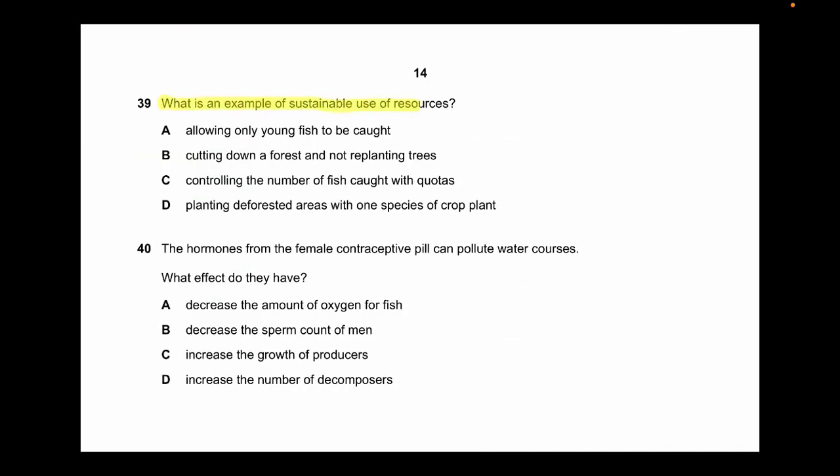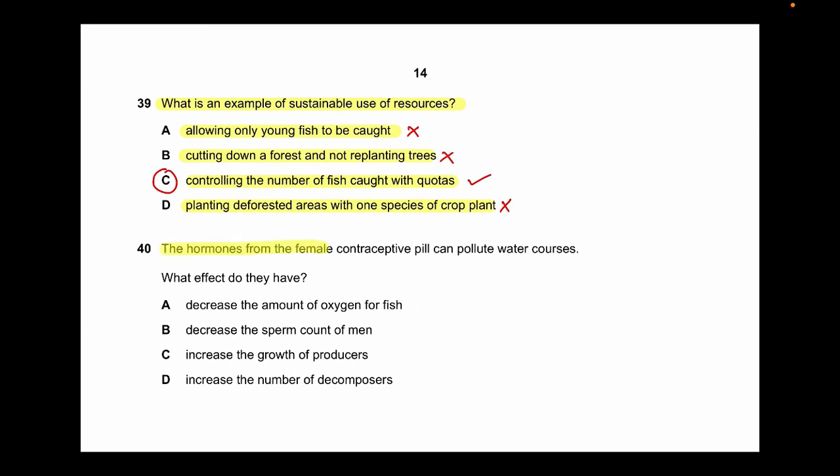What is an example of sustainable use of resources? Allowing only young fish to be caught? No. If we caught the young fish, that will be less of a food. Cutting down a forest and not replanting trees? No, that will be an unsustainable use of resources. Controlling the number of fish caught with quotas? Yes, we can control that. Planting deforested areas with one species of crop plant? No, that is monoculture, would not be a good idea. So C.